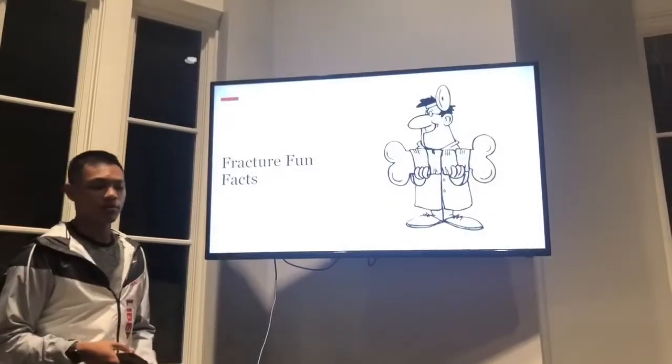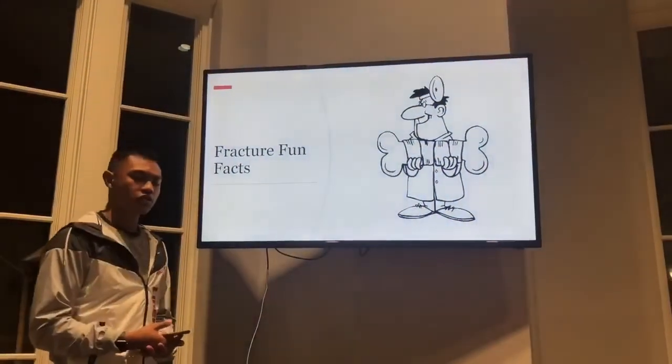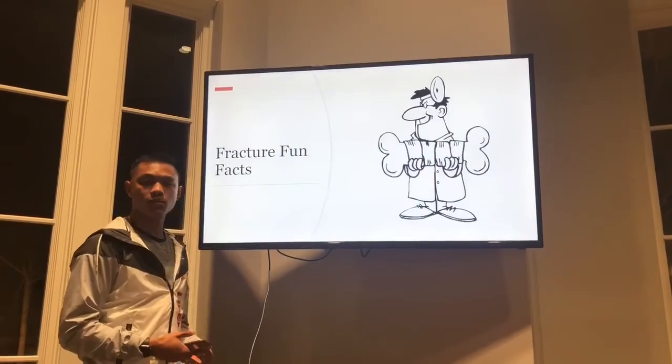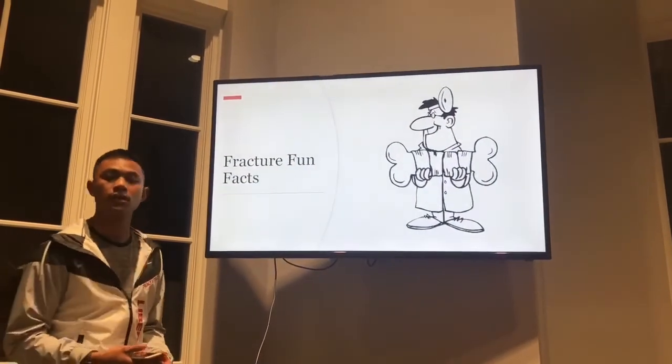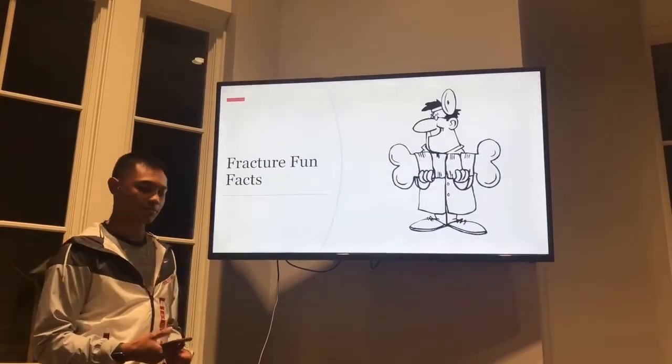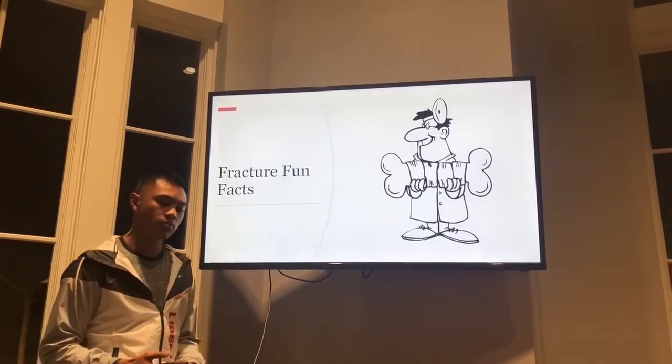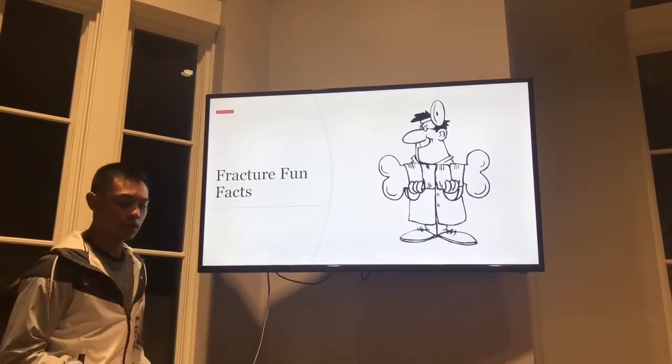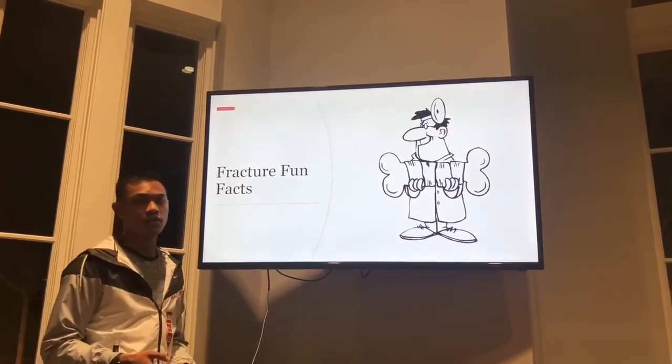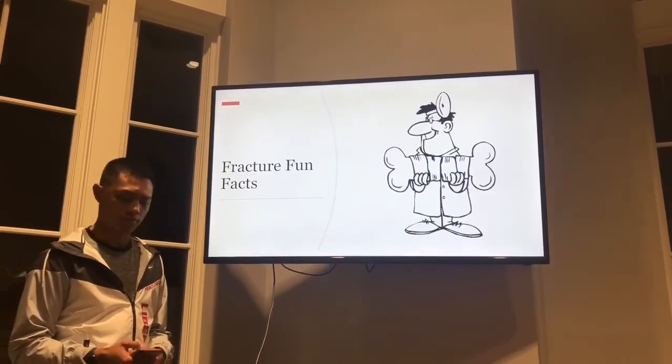To conclude our presentation, here are some fracture fun facts. The 2 most common cast colors are neon green and pink. Now how's that for fashion? The 5 most common broken bones are the tibia, ulna, fibula, radius, and the humerus. But that isn't so funny.